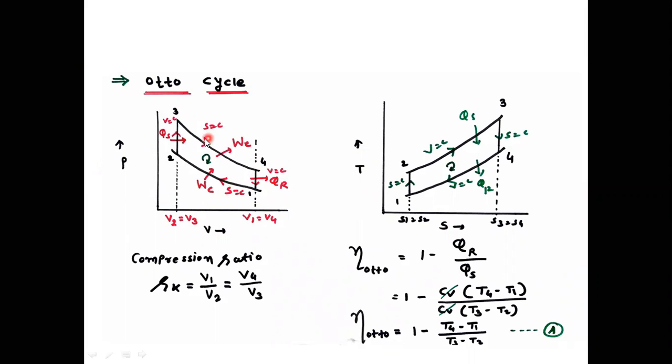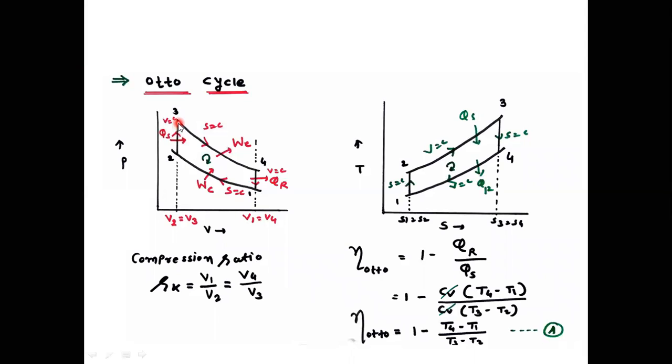There are four processes of the Otto cycle. Process 1 to 2 is a reversible isentropic process and it's a compression process. Reversible isentropic process means adiabatic process, and here compression work is there. So compression work is done on the cycle.